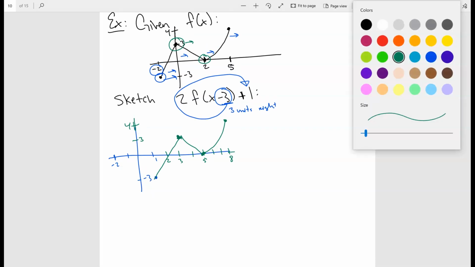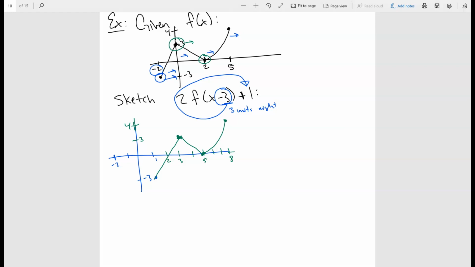Now the next thing that I'm going to do is, I did this guy, now I'm going to do the 2. So I'm going to multiply all of my y values, because remember f of x is just the y's. I'm going to take all of my y values that I have right there, and multiply them by a factor of 2. Okay, so let's see what this is going to be.